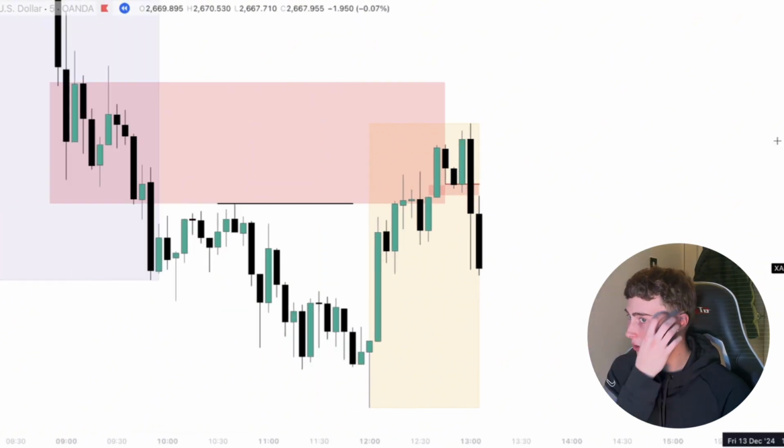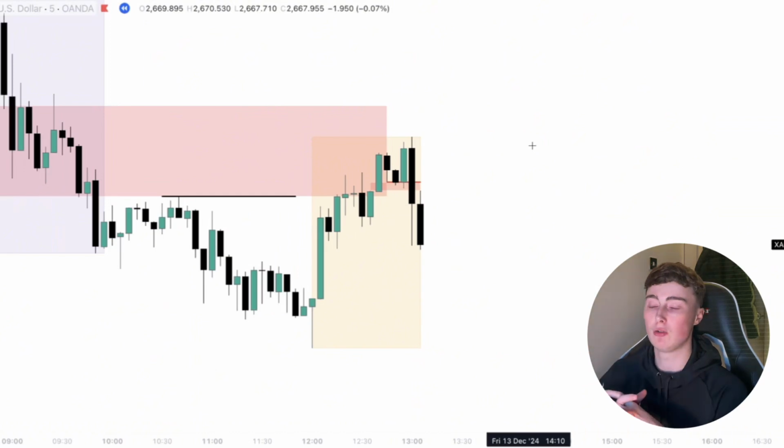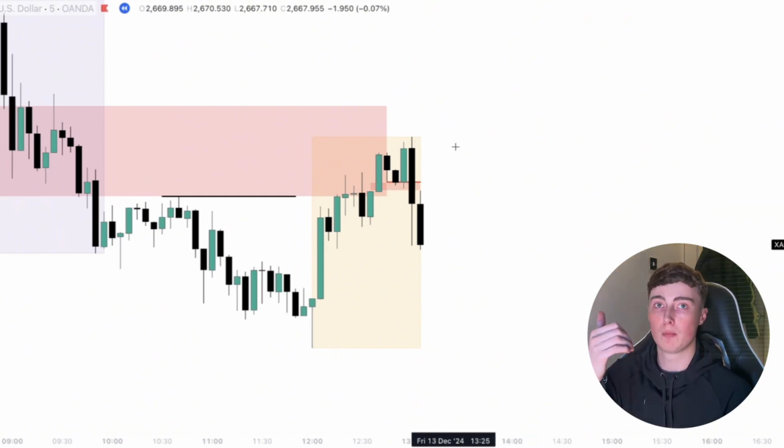Now, the importance of the flexible entry model is you don't know what PD array price is going to react off of. Right here, we had the option of an order block or an FVG.